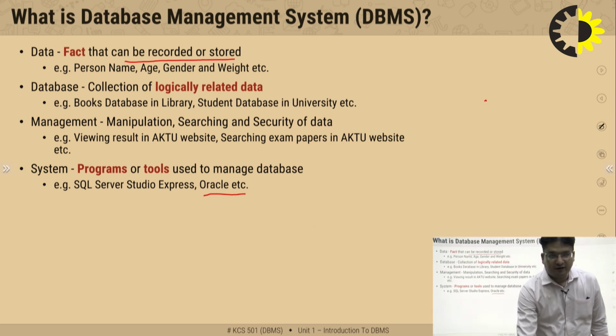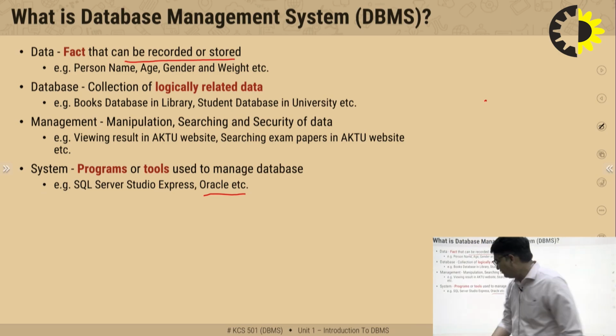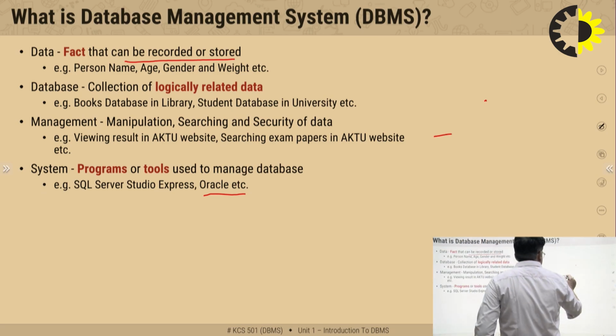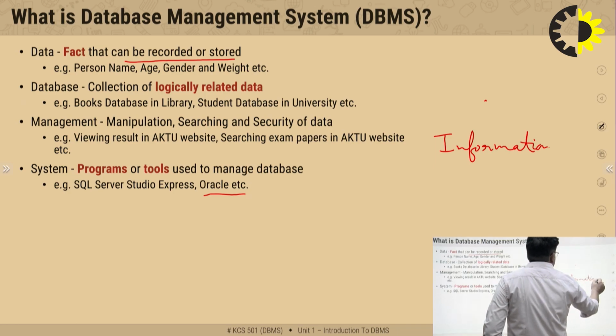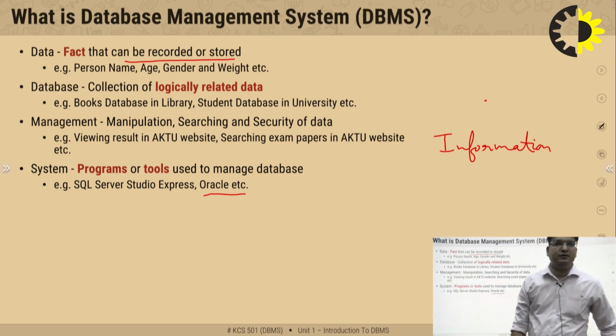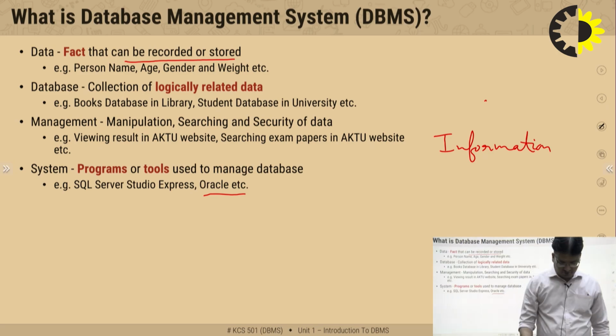Now, finally we have come to know the basic concepts: data, database, management, and system. One more term is there, that is information, which most of you may have studied in previous years. Information is processed data. That is, after processing, the data becomes information. Information is processed data which has undergone transformation.